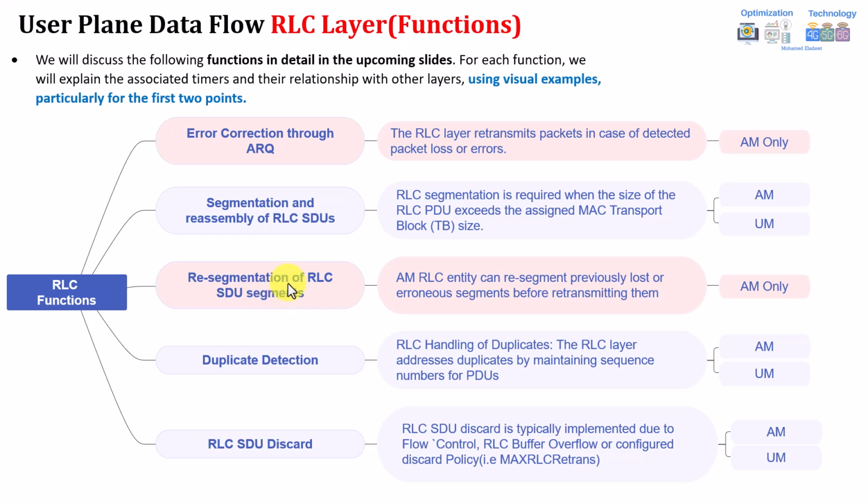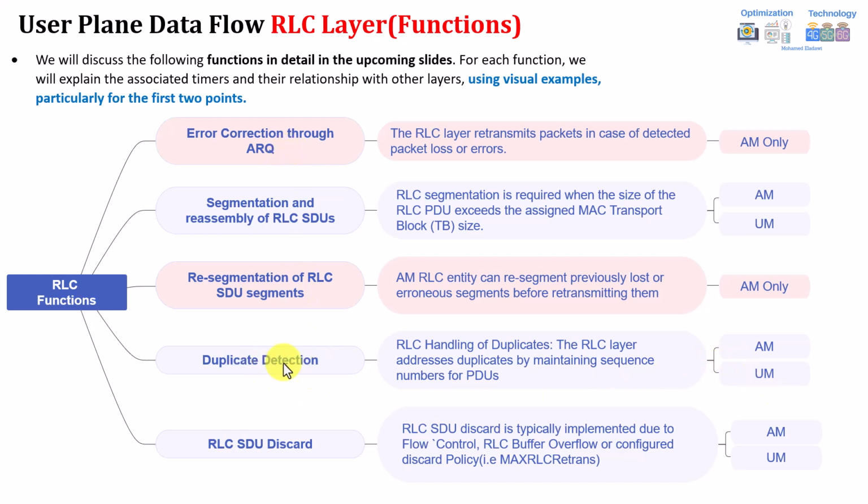This is the segmentation of the RLC. There is segmentation, and there is resegmentation. This is mainly happening during the retransmission phase. When you have a retransmission, the RLC can decide to do additional resegmentation of the packets. I will explain this in detail in the next one, but it's all happening during retransmission. That's why it's only the AM mode, because the acknowledged mode is the only one that supports retransmission.